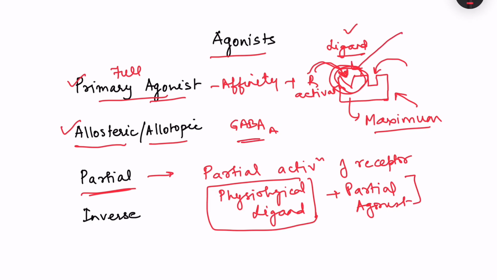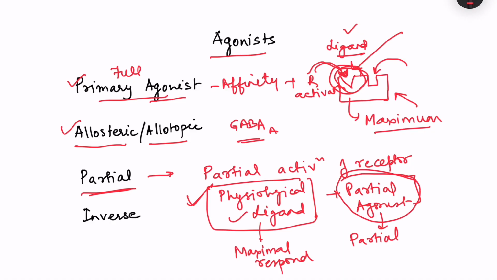Yes, there may be some competition, if there is competitive binding. But this partial agonist will lead to a partial response. However, if this physiological ligand binds, it will lead to a maximal response. So you see that in presence of the main physiological ligand, this partial agonist is actually decreasing the response. Even though we call it an agonist, in presence of the physiological ligand we are not getting the maximal response which we should get. We are getting only a partial response. So that is partial agonist.